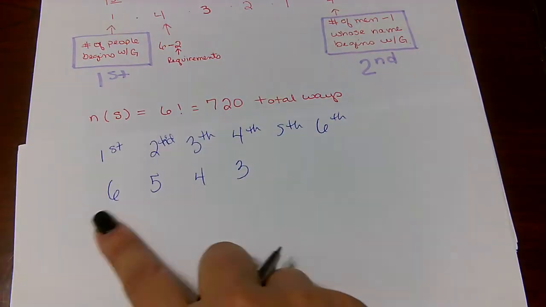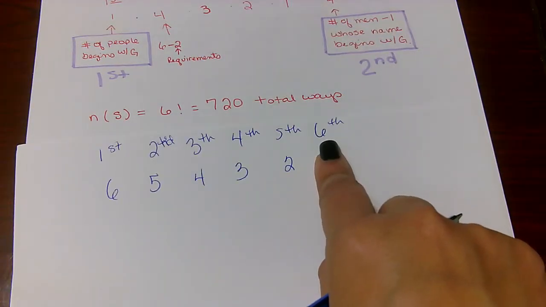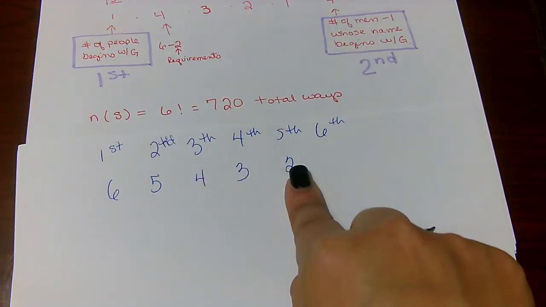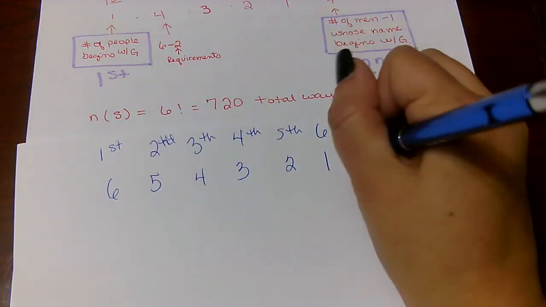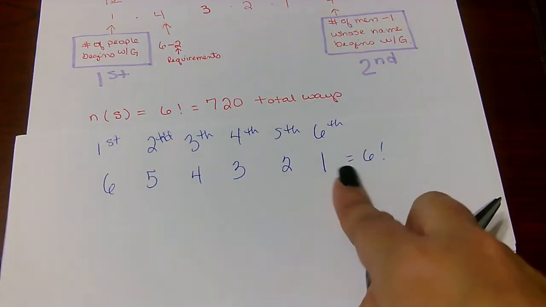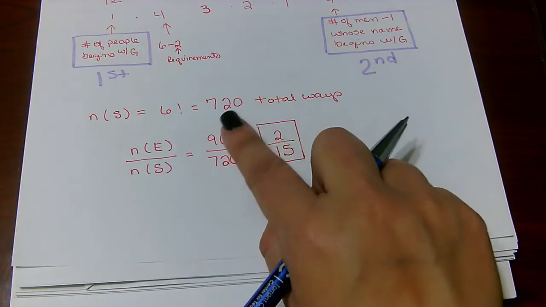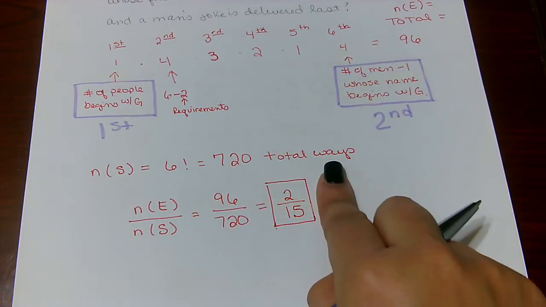5th position, if 4 are used, we have 2. And then, of course, the 6th position, if 5 of them are used, there's only 1 left. So this is the same thing as 6 factorial. So the number of ways that jokes can be told altogether is going to be 720 different ways.